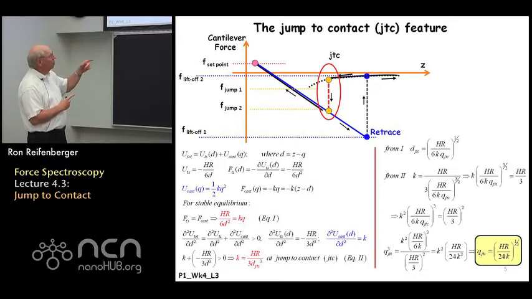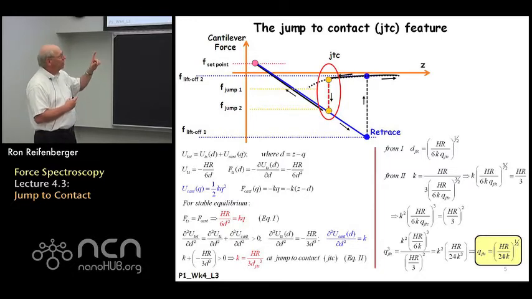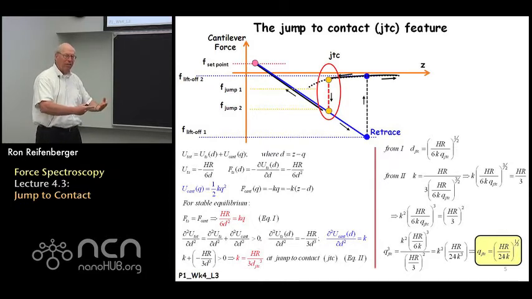The result I like a little bit more is if you rely on equation 2 and you follow through the arithmetic, at the end of the day you'll find that you can get an expression for the deflection of the cantilever when it jumps to contact in terms of fundamental quantities like the Hamaker constant and the radius of the tip and the spring constant K of the cantilever.